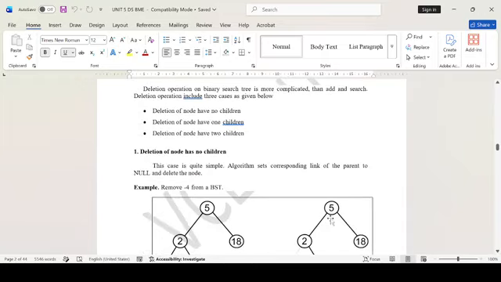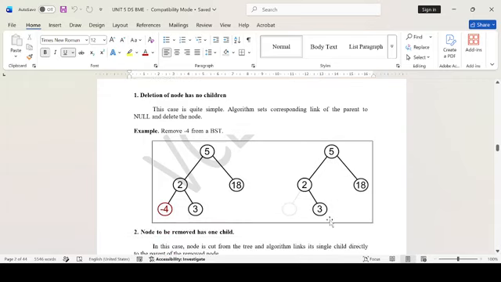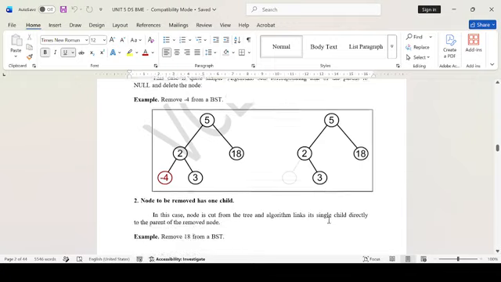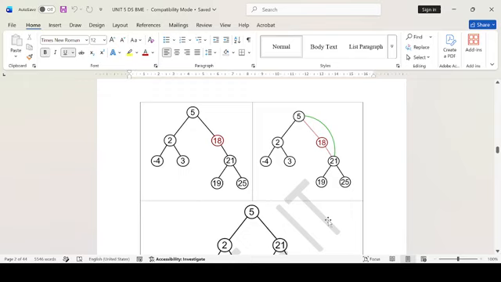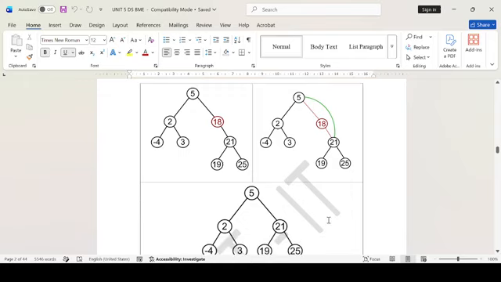And deletion, we will have three types of deletion: if a node has no children, if a node has one child, and if a node has two children. If a node has no child nodes, we can easily perform the deletion. Just simply delete the node which we want to delete. If the node has one child, move the child to the position of the node we should delete.